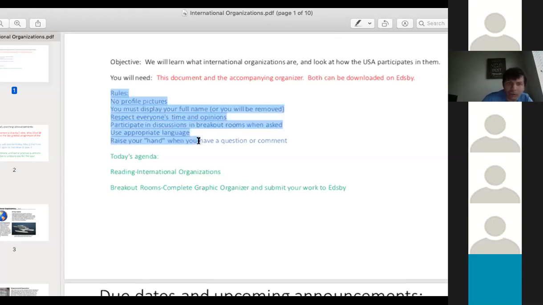Again, you see the rules here. I shouldn't have to go over this because we know about it. Just make sure you don't have a profile picture up. You participate in the breakout rooms.